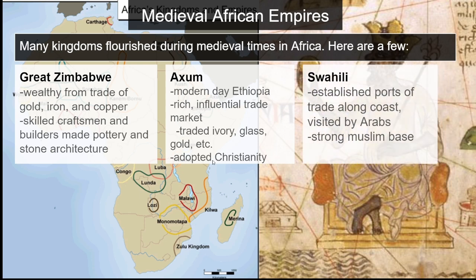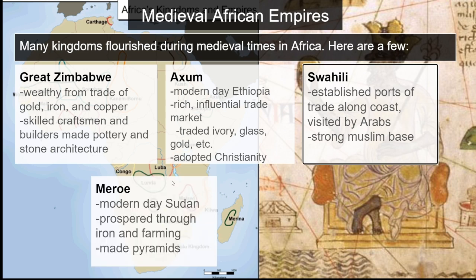Next is Swahili, which is down here. I don't know if it's on this map. I can't tell. They established ports of trade along the coast, and these ports were visited by Arabs and other people, and they had a strong Muslim base.